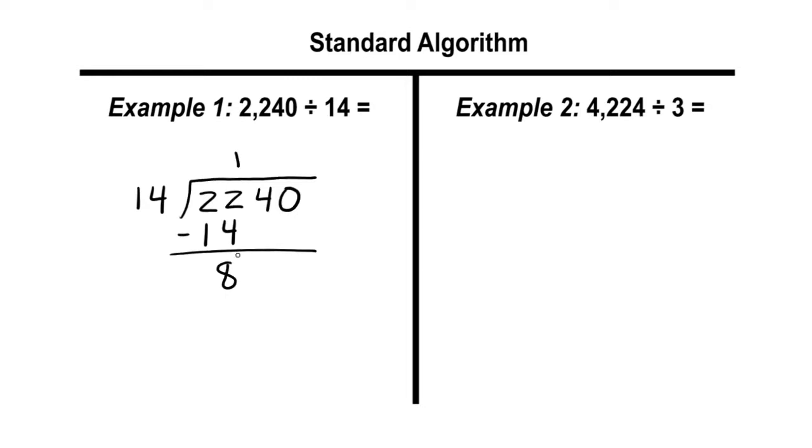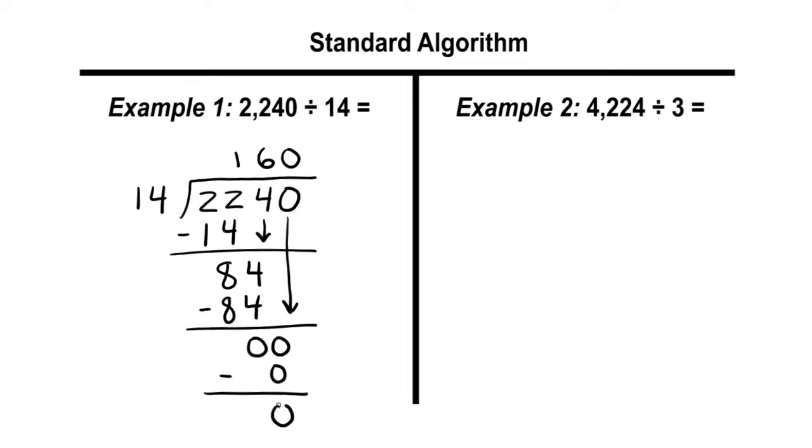Those 800 are regrouped into 80 tens. Bring down the 4 tens. Divide the 84 tens by 14, which is 6. 6 times 14 equals 84. 84 subtract 84 equals 0. Students should realize at this point that they haven't determined the number of ones in the quotient. 0 ones divided by 14 is 0 ones.